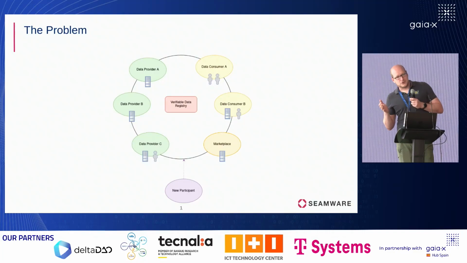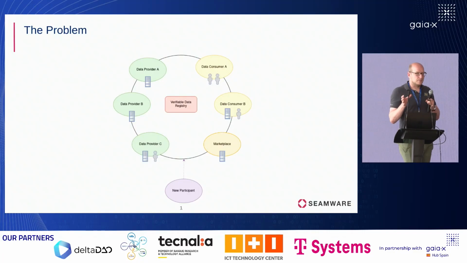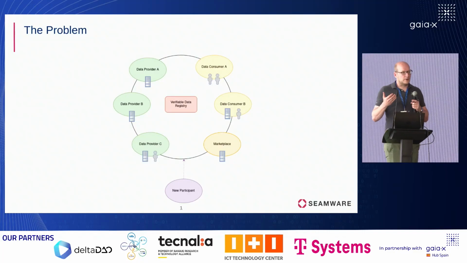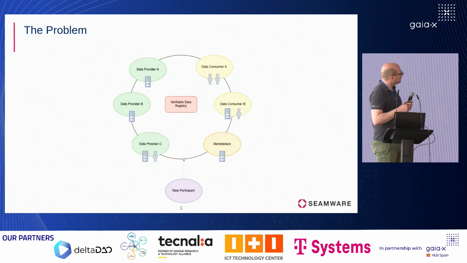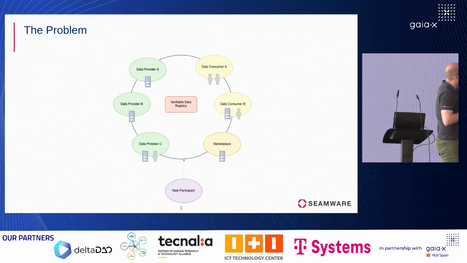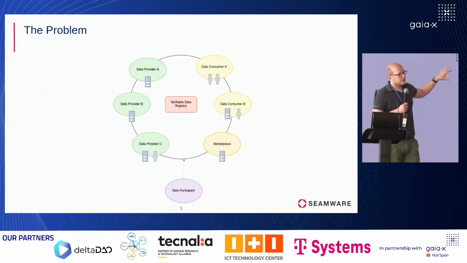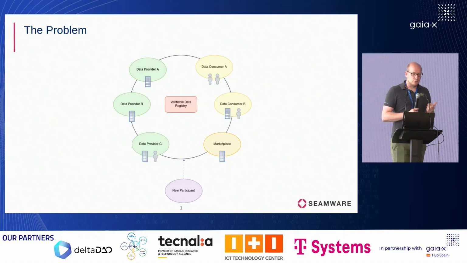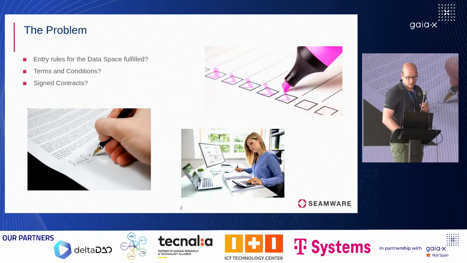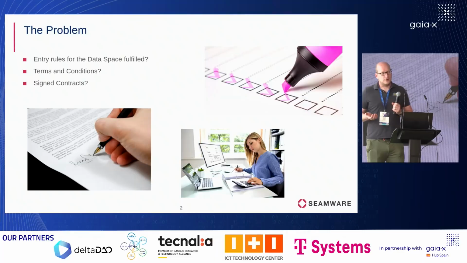Now, this is all nice and shiny as long as everybody is already in the data space. But it's quite common that a new participant wants to join the data space. And this participant then needs to be somehow added to this central registry so that all other participants can verify that somebody connecting to them is actually coming from the new participant. But what does it mean to join a data space?